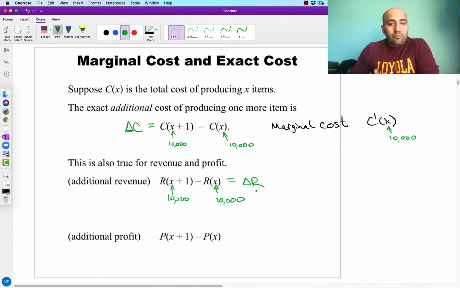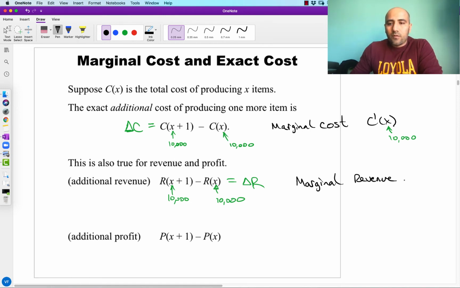And sometimes we like precision. So we often will want the exact answer, which is this. But also, very often, we can settle for a nice approximation, and that's where marginal revenue comes in, which is going to be R prime of X, marginal revenue. Okay, and then finally we had profit.